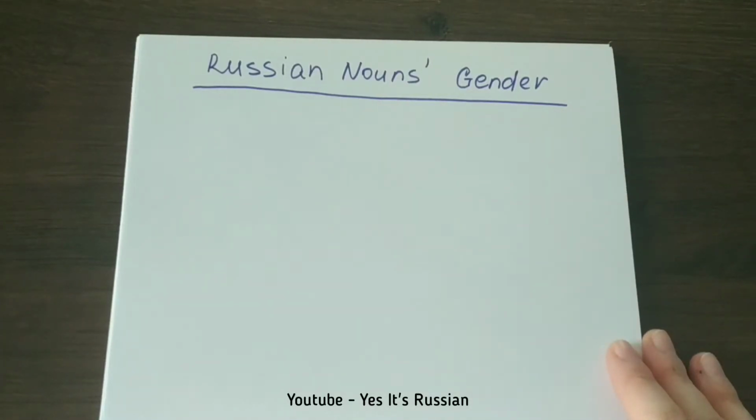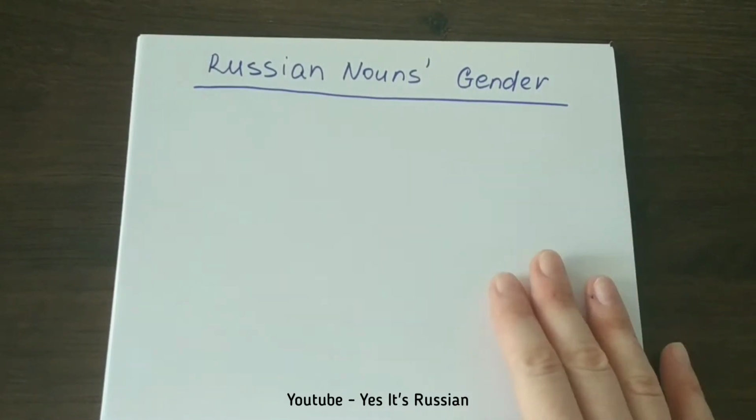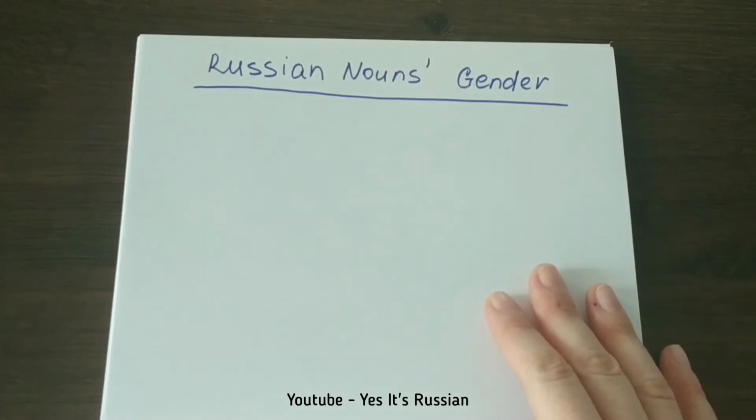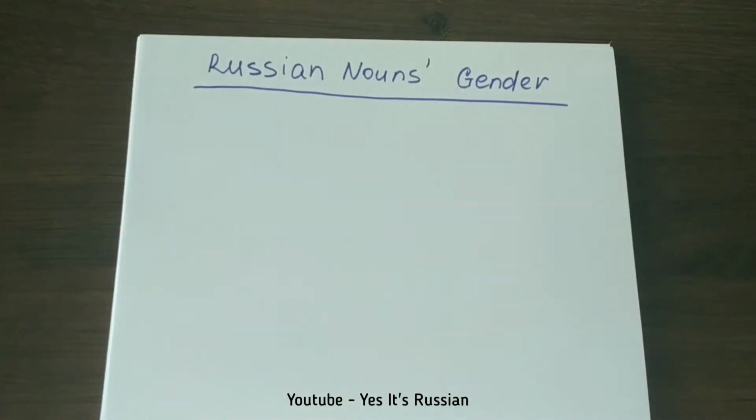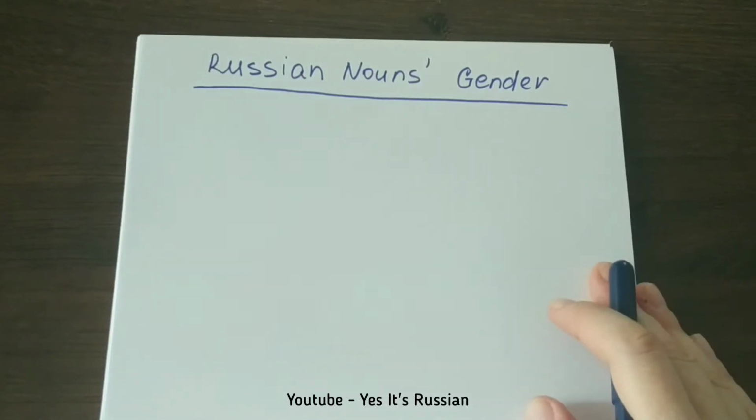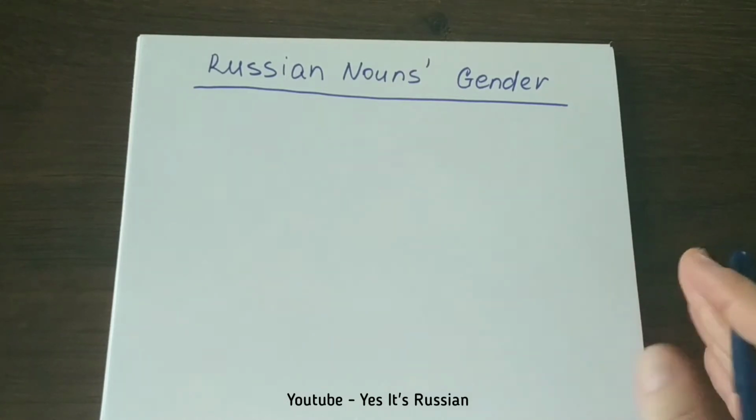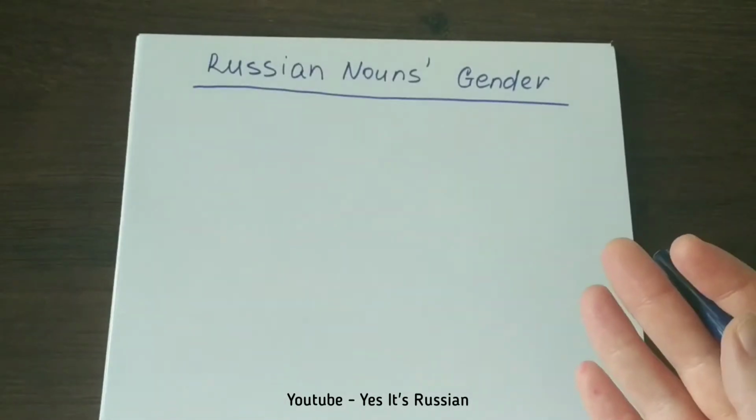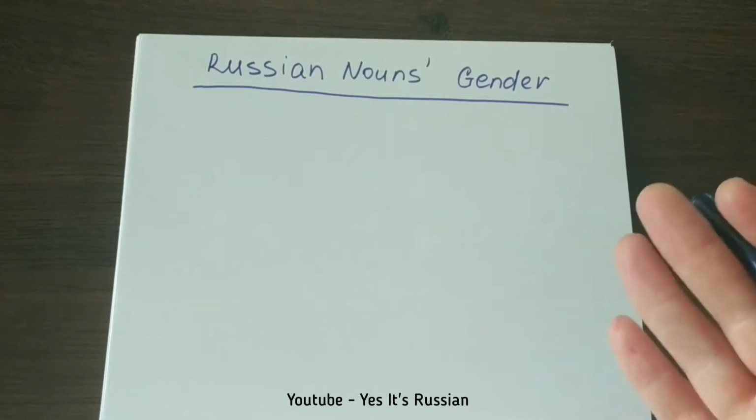My name is Oksana and I'm a native Russian speaker, and in today's video we're going to be talking about the most important part of speech in any language, and in Russian as well, which is a noun. The first thing you need to learn about Russian nouns is that all of them have a gender. And today we're going to be talking about how to determine a Russian noun's gender.